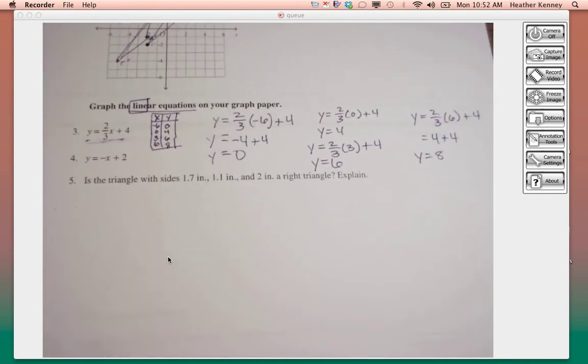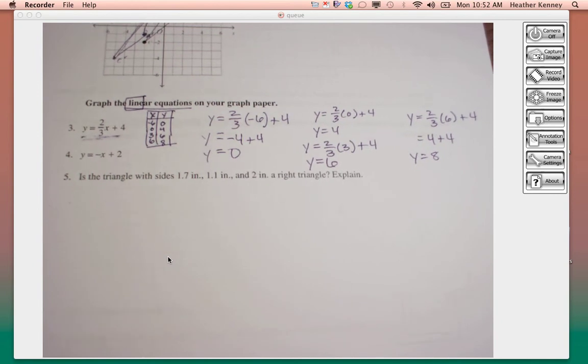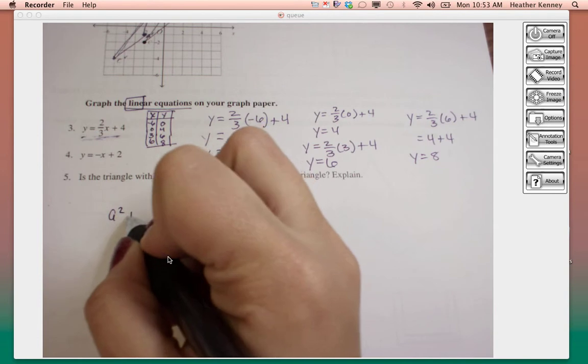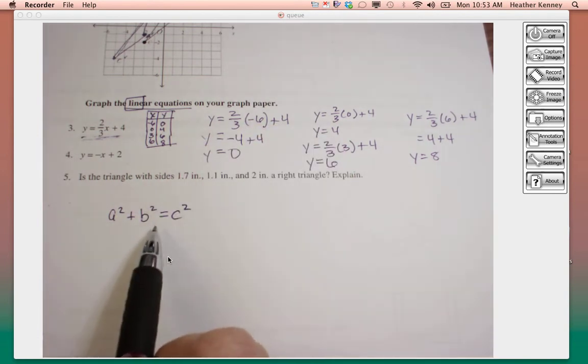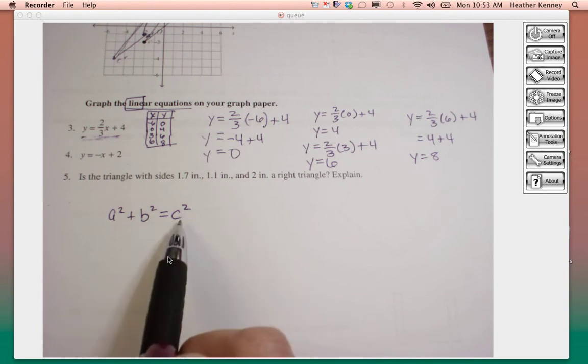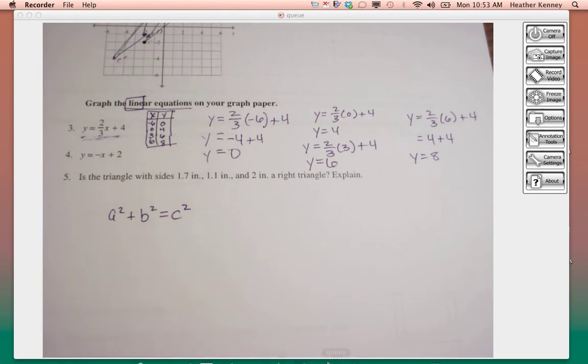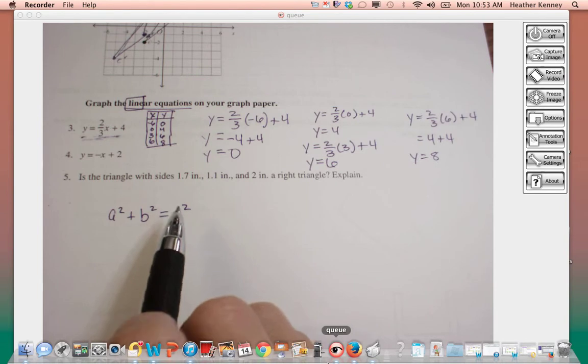Number 5. Is the triangle with the sides 1.7 inches, 1.1 inches, and 2 inches a right triangle? Explain. In this chapter, we learned that there is a rule that applies to all right triangles. It's called the Pythagorean Theorem. And if a triangle is a right triangle, it will fit into the Pythagorean Theorem. The Pythagorean Theorem says that a squared plus b squared equals c squared. A and b are the legs, the short sides, and c is the hypotenuse, which is the longest side.